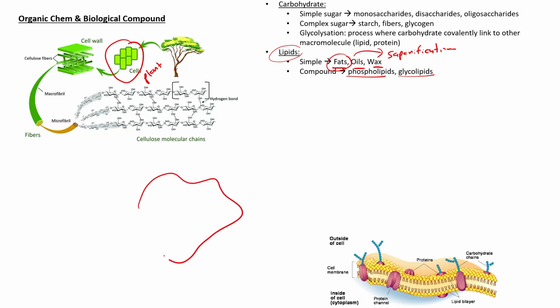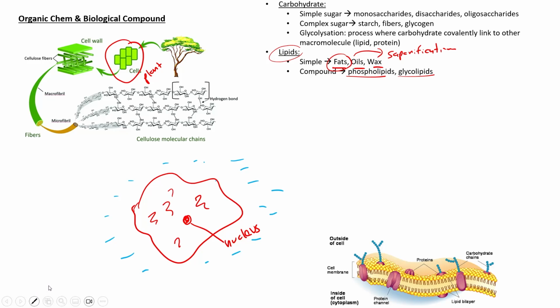If you look at the cell, this is a plant cell. If you look at a human cell, they don't have a cell wall. So this is a human cell, this is the nucleus, and there are mitochondria and so on. Outside the cell, between this, there is like a barrier. Inside this cell, what we call the cell skin, or membrane. So this cell membrane is made from this lipid bilayer.